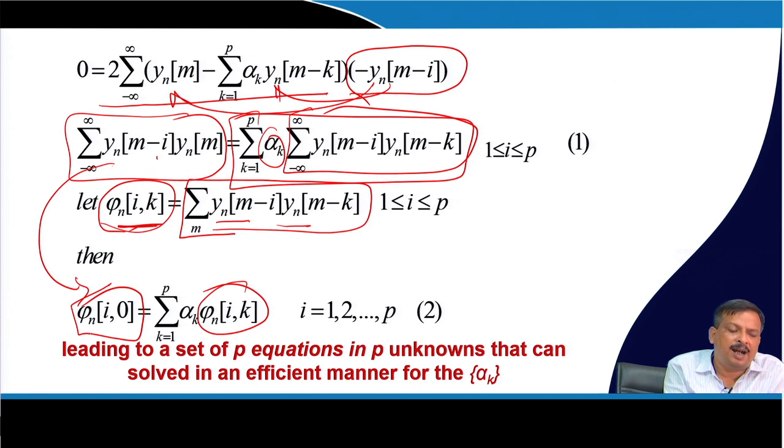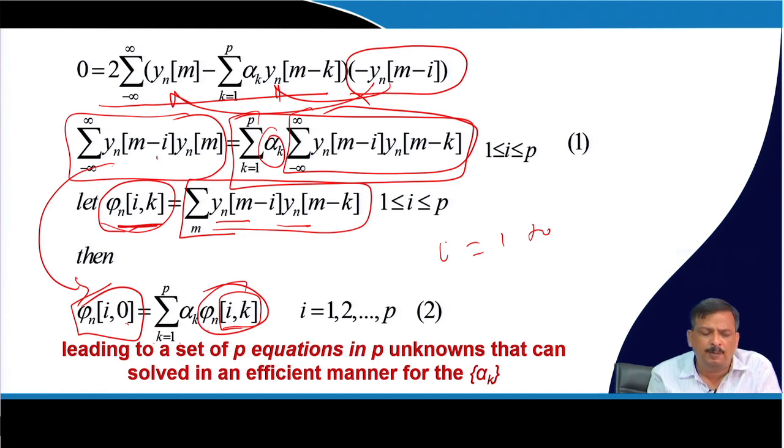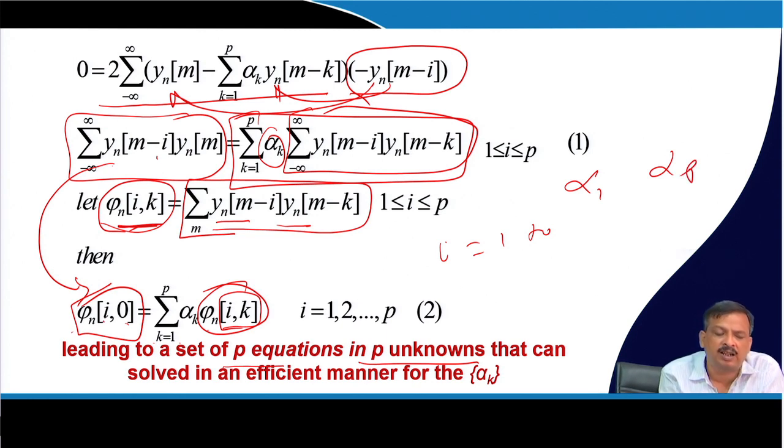So I can say φn(i,0) is equal to the sum over k equal to 1 to p of αk φn(i,k). So i also varies from 1 to p. Now if you see, I have p equations in p unknowns. So I have unknowns α1 to αp, and I have p equations for i equal to 1 to p. So I can say φn(1,0) is equal to the sum over k equal to 1 to p of αk φn(1,k).